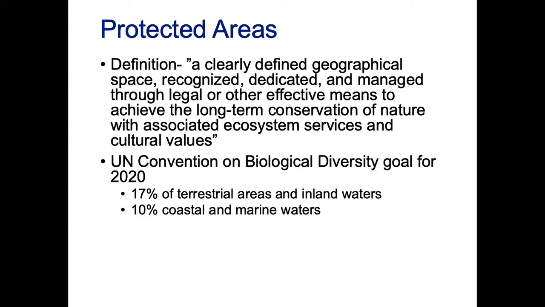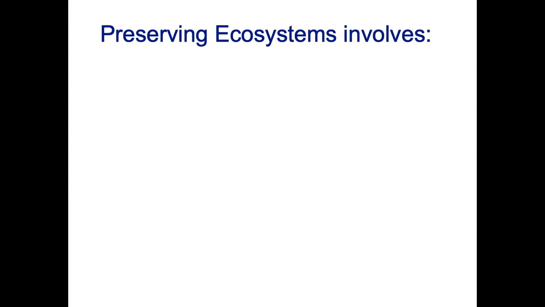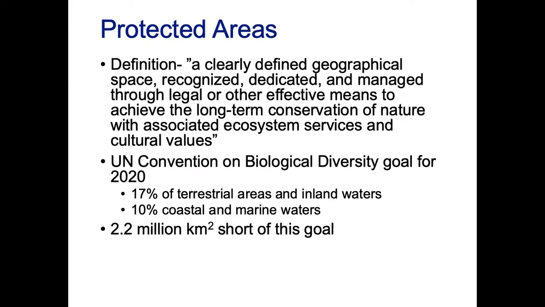The UN Convention on Biological Diversity's goal for 2020 was to have 17% of terrestrial areas in inland waters and 10% of coastal and marine waters in protected areas. We're about 2.2 million kilometers squared short of this goal. And I did want to point out President Biden has recently made a goal of, they called it 30 by 30, and the idea is to have 30% of the United States land and marine in protected areas by 2030, so 30% by 2030.